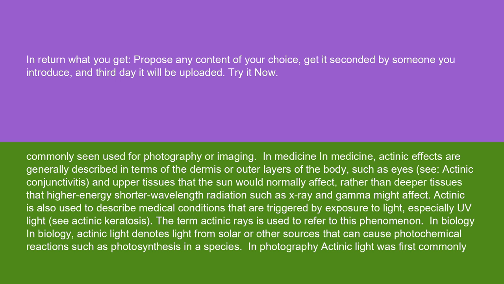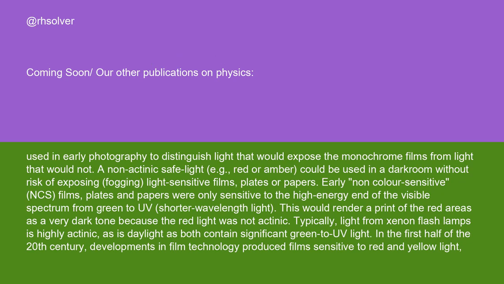In biology, actinic light denotes light from solar or other sources that can cause photochemical reactions, such as photosynthesis in a species. In photography, actinic light was first commonly used in early photography to distinguish light that would expose the monochrome films from light that would not. A non-actinic safe light, e.g., red or amber, could be used in a darkroom without risk of exposing, or fogging, light-sensitive films, plates, or papers. Early non-color-sensitive (NCS) films, plates, and papers were only sensitive to the high-energy end of the visible spectrum from green to UV, shorter wavelength light.